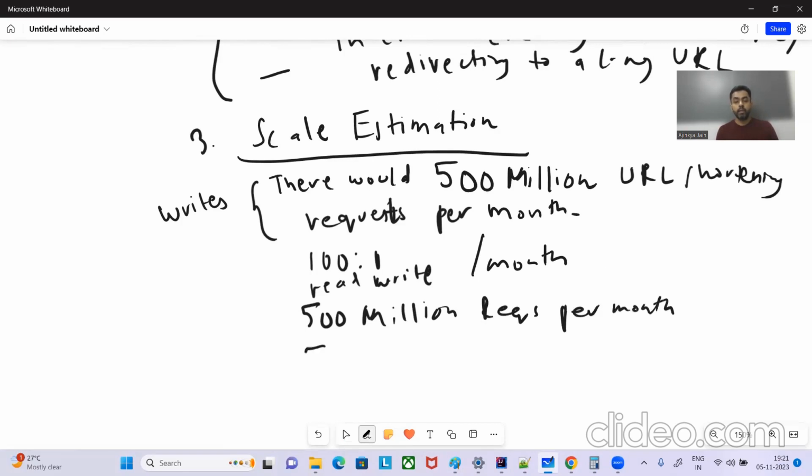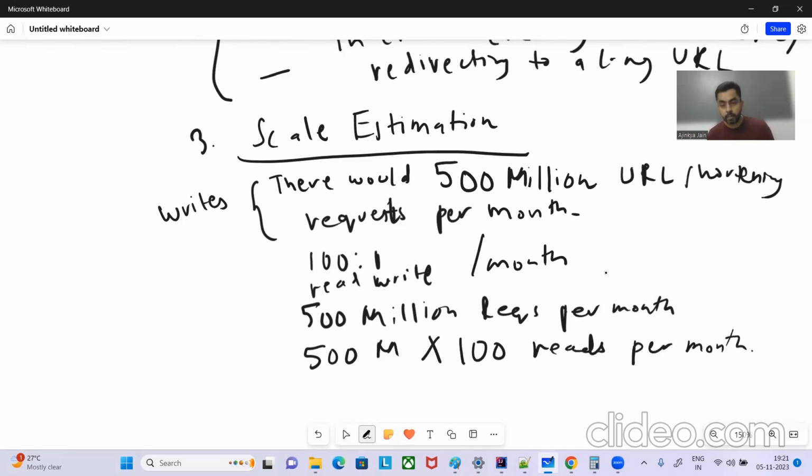So there will be 500 million into 100 reads per month, right? Into 100 reads per month, okay. So this will be the huge number, right? This will be the huge number.